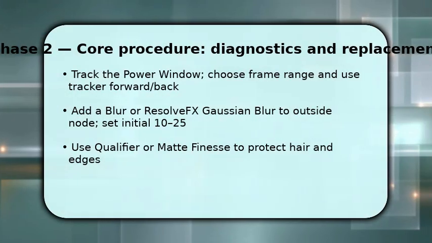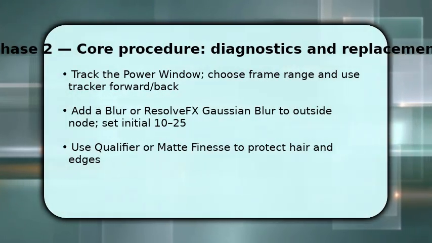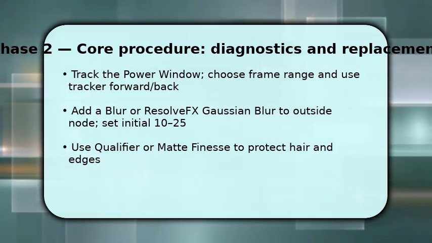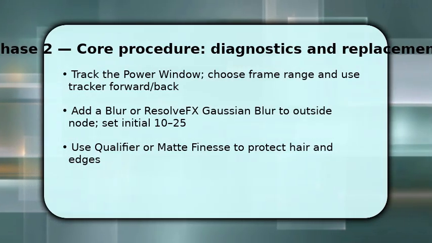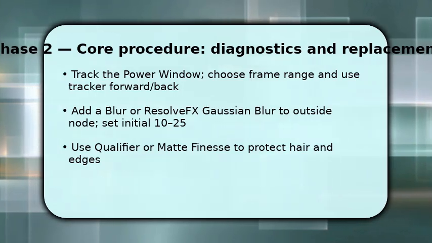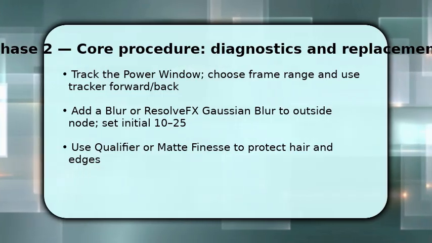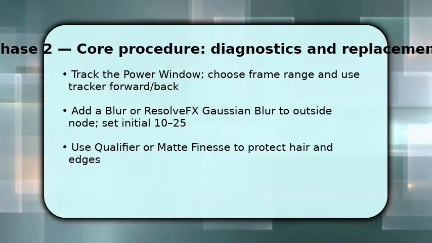Once the mask is placed, track it across the shot so the window follows motion. Use the tracker controls forward and back until the track is solid. After tracking, attach a Blur or Resolve FX Gaussian blur to the outside node and start with a moderate strength, like 10 to 25, then ramp as needed.